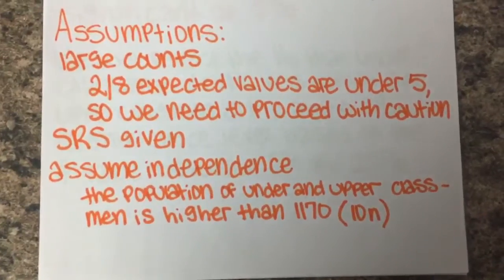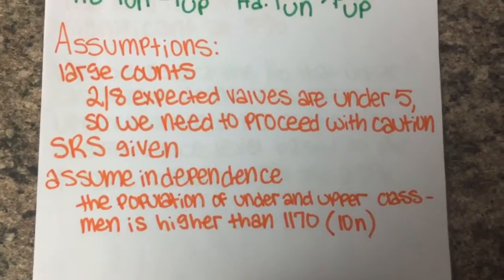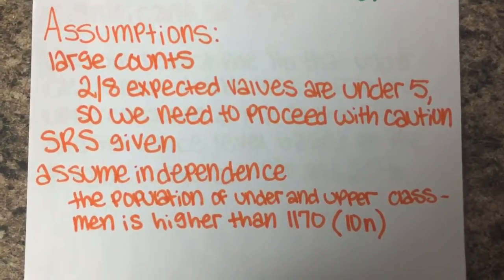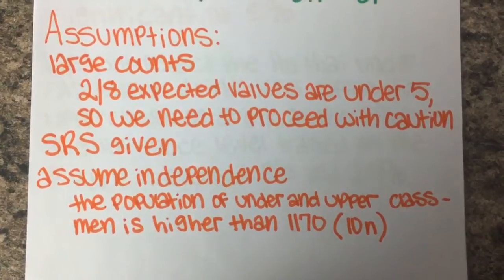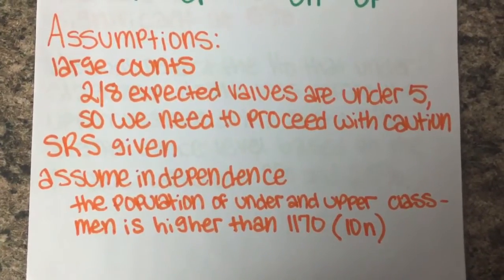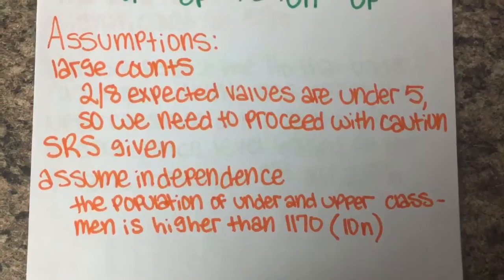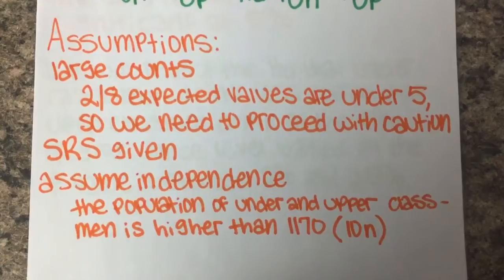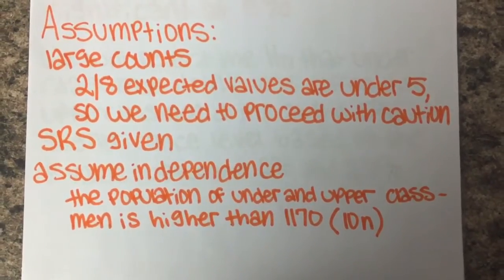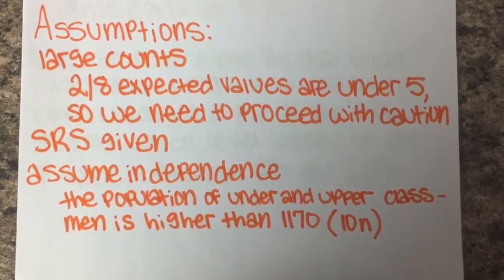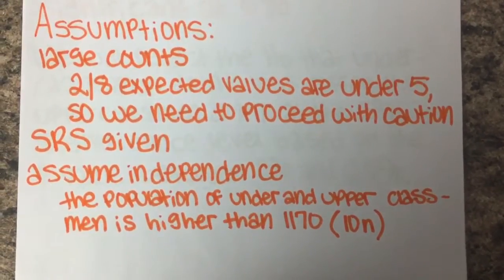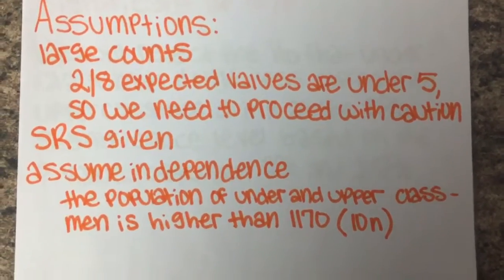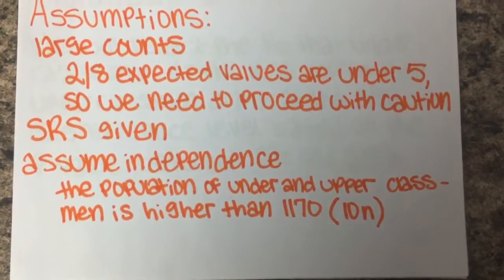The assumptions for a chi-square test would be large counts, SRS, and assume independence. So SRS was given since I conducted the sample, and SRS means simple random sample, so I can confirm that's given because I did it. And then large counts needs to be 20% of the data cannot be less than 5 of the expected values, and 2 out of 8 of my values were under 5, so we needed to proceed with caution in this experiment.